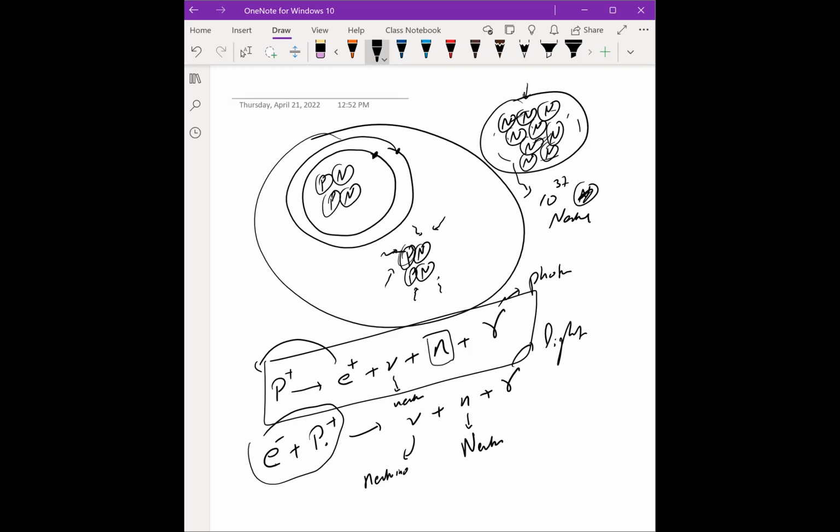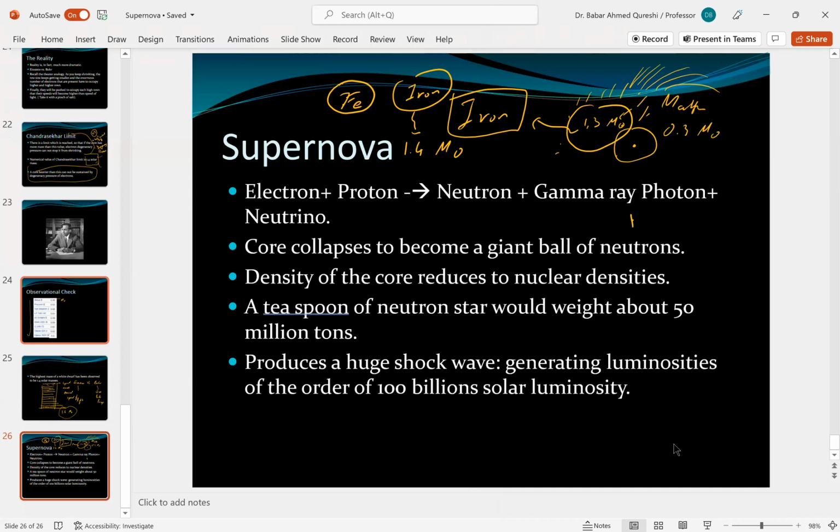And what happens during this? A huge amount of light is produced. And a lot of neutrinos are produced because all the protons in the core are gone. And for each proton which is eliminated, a neutrino is produced. The electron combined with proton to give you neutron, gamma ray photon plus neutrino. And the core collapses to become a giant ball of neutrons. Density of the core increases to nuclear densities.